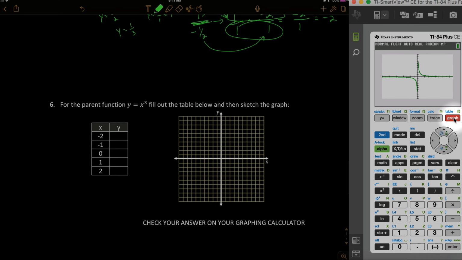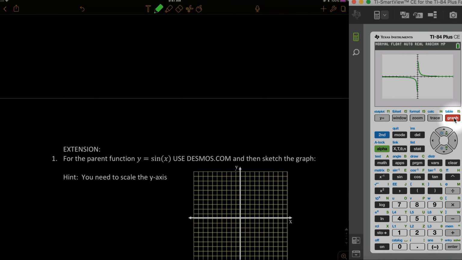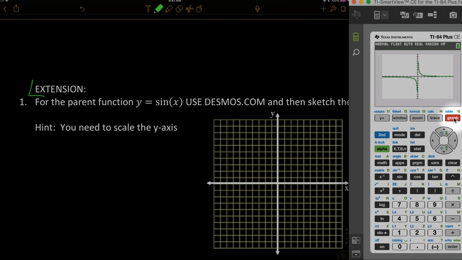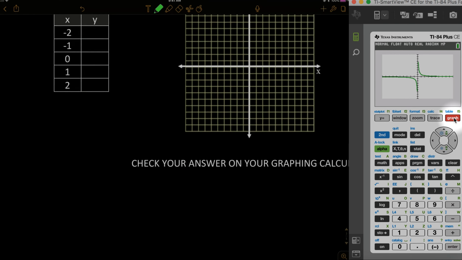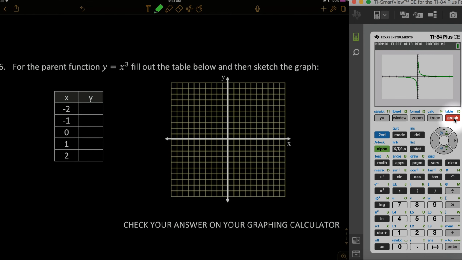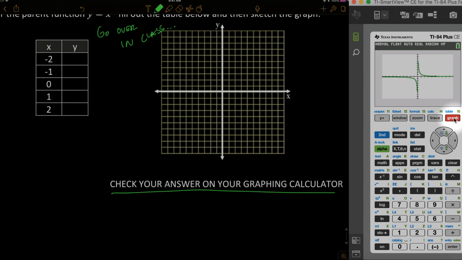Let's do our last one. And by the way, these extensions, we'll do these in class if we need to. I'm going to leave this to you. We'll go over this in class. You need to finish this one on your own. Make sure you check your answer on the graphing calculator.